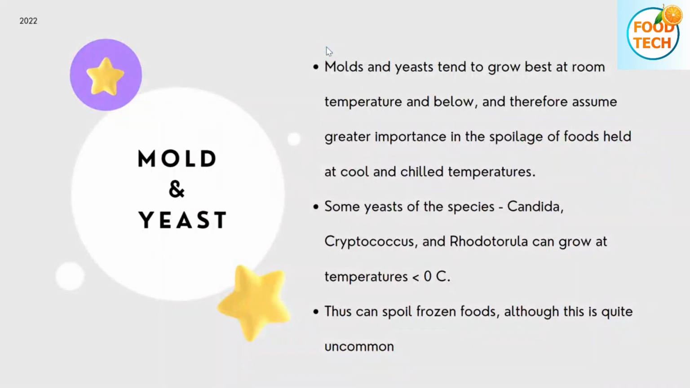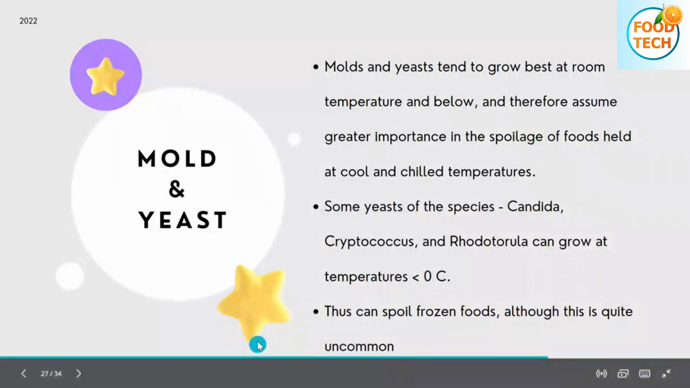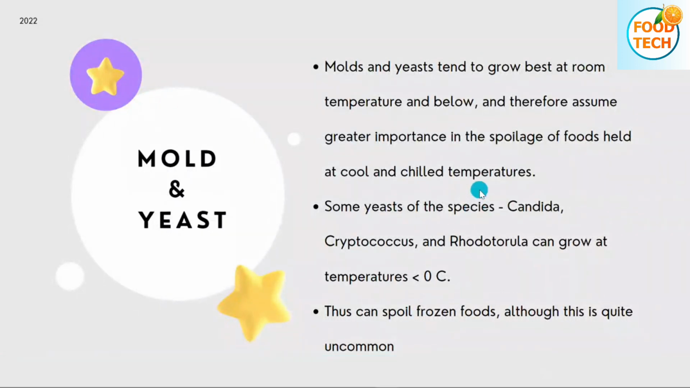They can survive in low pH, low water activity, and low and normal temperature, right? They majorly grow at room temperature, which is their best temperature. Some yeast species like Candida, Cryptococcus, and Rhodotorula can grow at temperatures less than 0 degrees, even in freezing conditions. Thus they can spoil frozen food, although it is quite uncommon. So these guys need to be looked after.